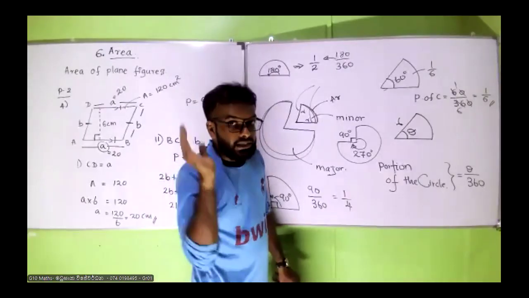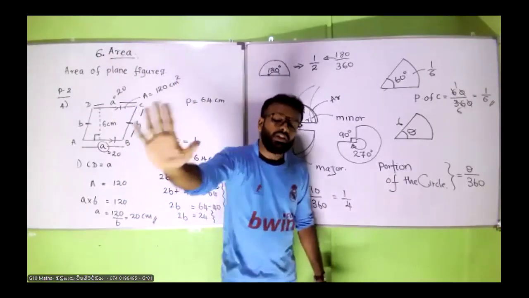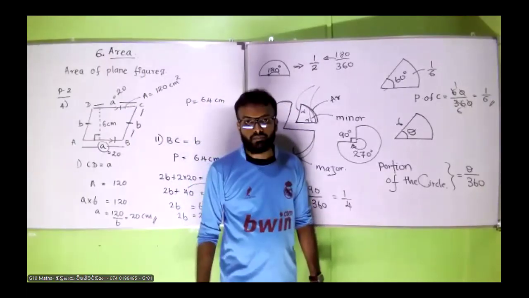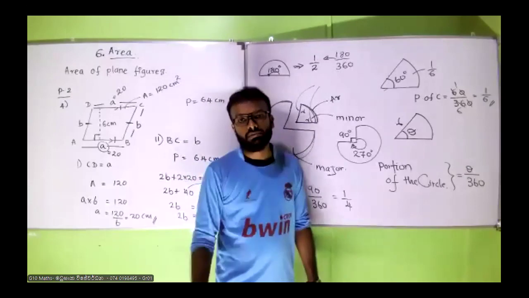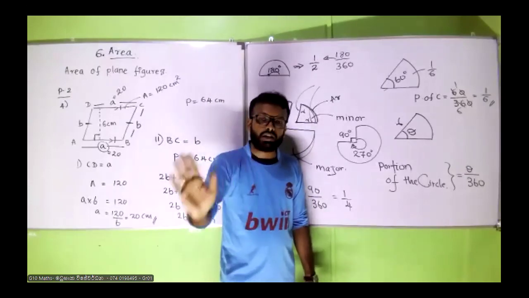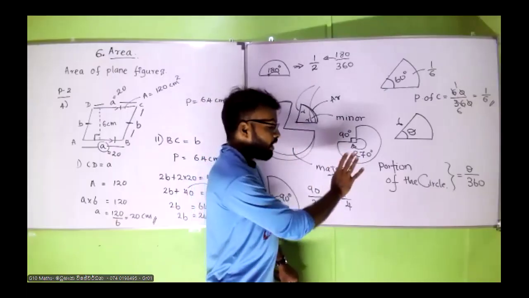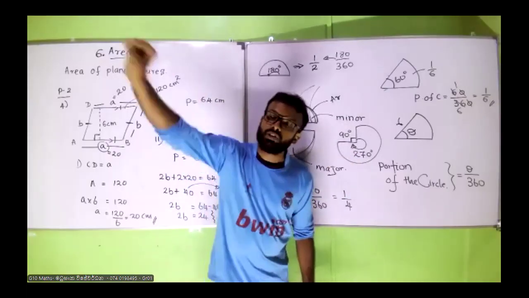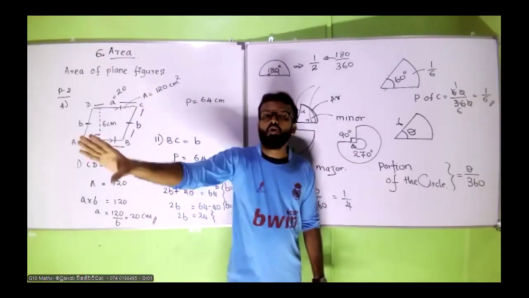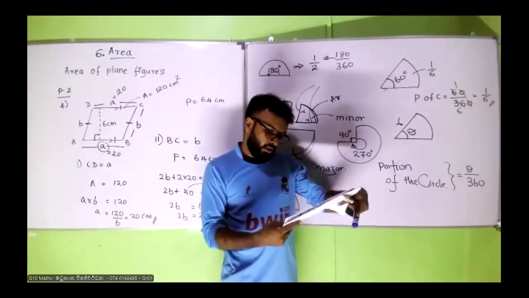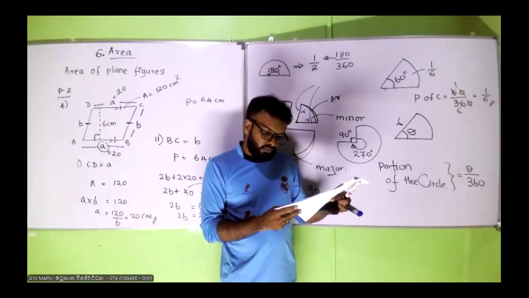Theta divided by 360. So what is theta? Angle at the center. By using that, you can calculate the portion of the circle. Then if you know how to calculate the portion of the circle, the rest of the lesson is fully okay.